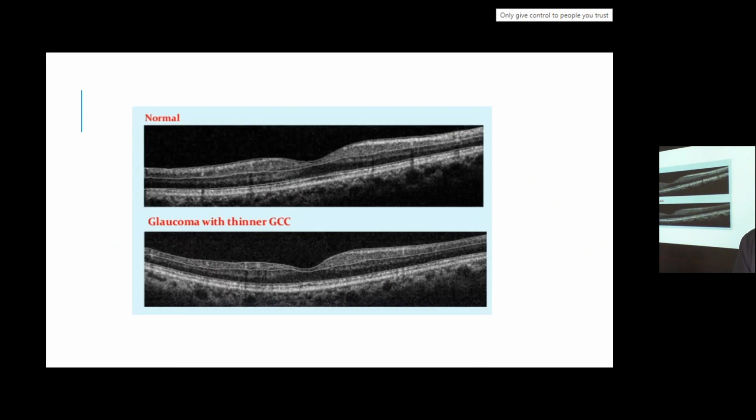So this is the macula of a normal patient, and the glaucoma patient. You can see the difference in the thickness of the ganglion cell layer complex.